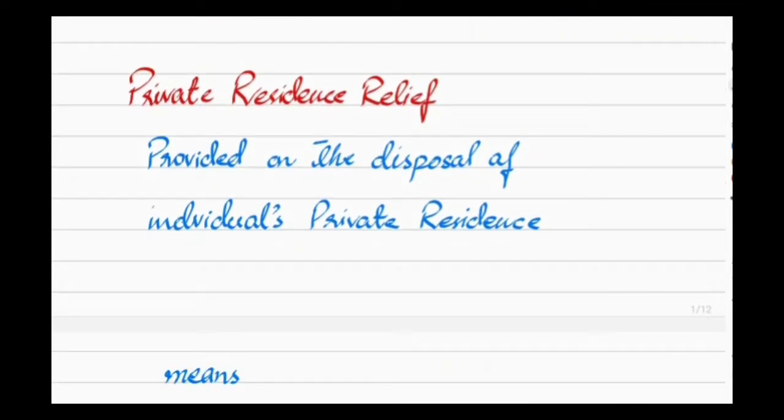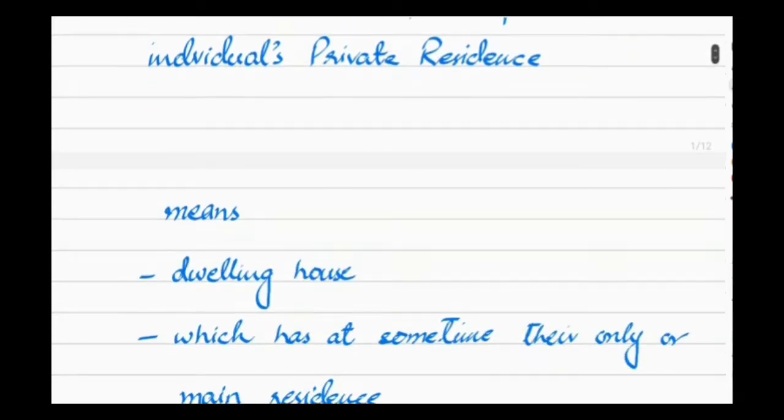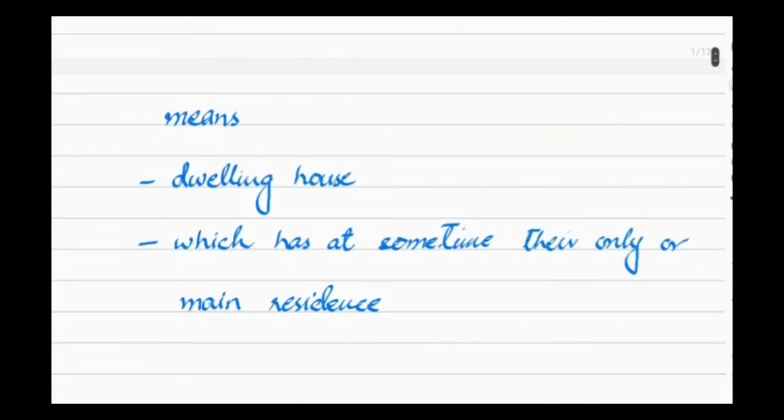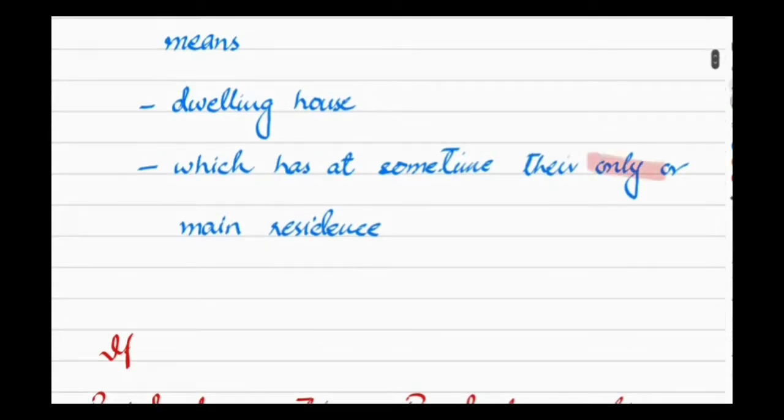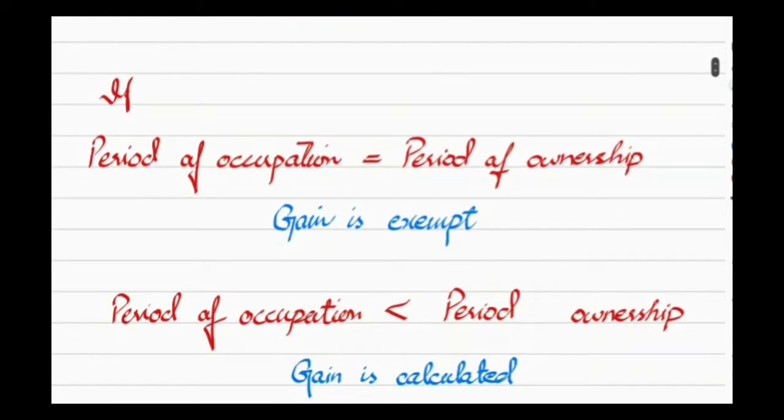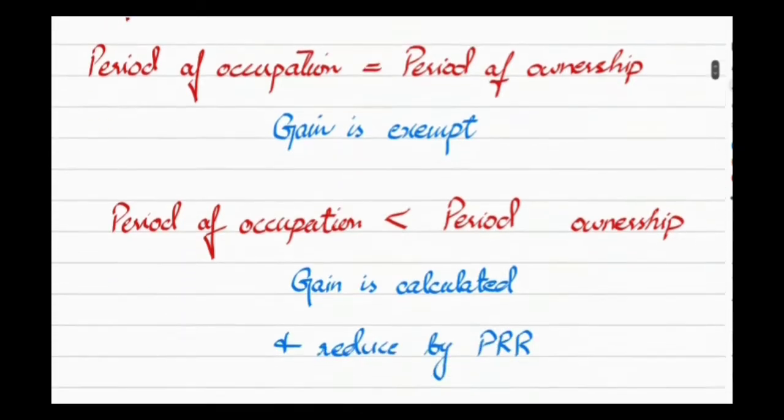It is provided on the disposal of an individual's private residence, meaning a dwelling house, which has at some time been their only or main residence. If a person has only one dwelling house, it is said to be his main residence. If he has more than one house, he has to inform HMRC which house is to be considered his main residence. If the period of occupation is equal to the period of ownership, the gain is exempt.